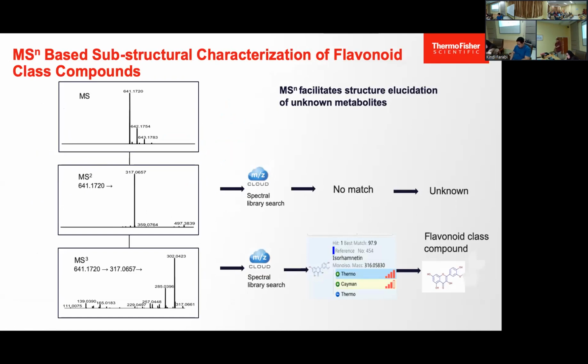And we talk about the online library. So this online library will have information like this. If you can follow me, we have the MS level, which is 641. This is the molecular ion, M plus H. When I induce a fragmentation, 641 will fragment to 317. With further fragmentation, MS3, 317 will fragment to become 302 and 265.